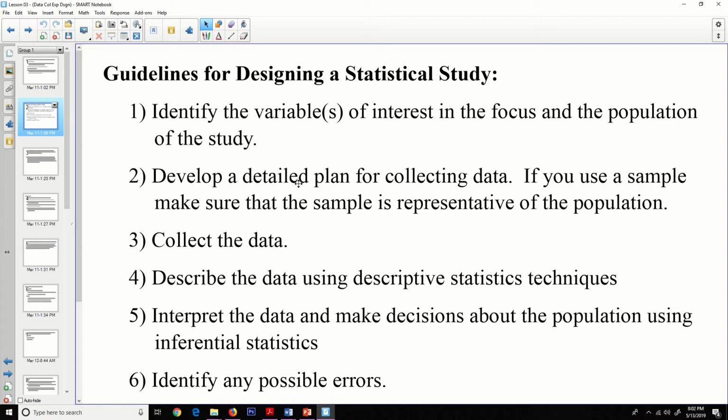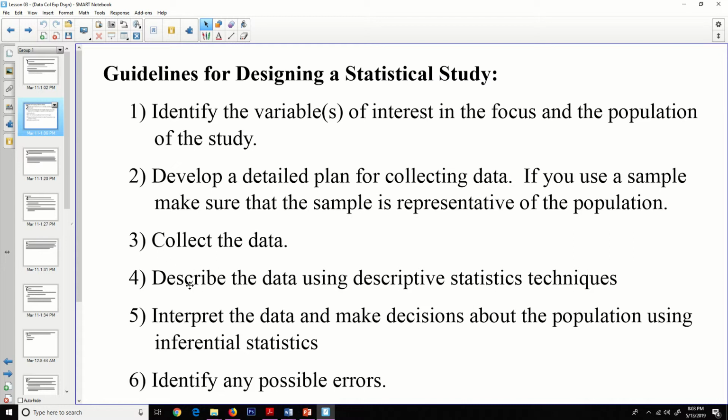Then we're going to develop a detailed plan for collecting the data. If you use a sample, make sure that the sample is representative of the population. If you are talking about an all boys and girls school, probably not a good idea to take a sample of just girls, unless, of course, you're talking about an instance that applies to girls.